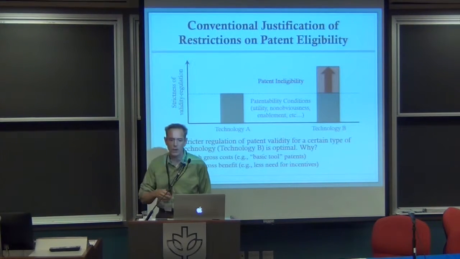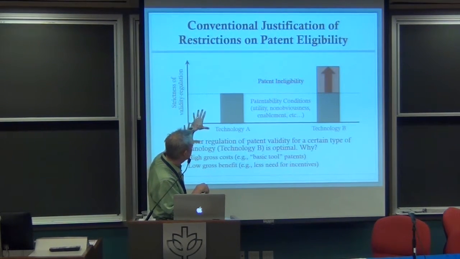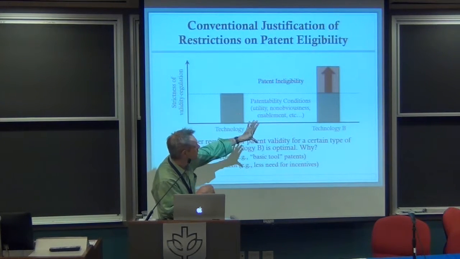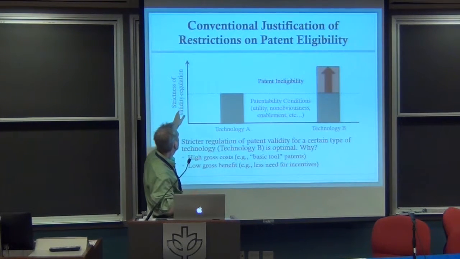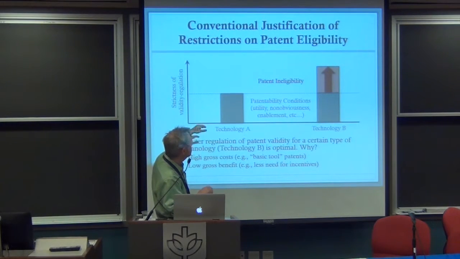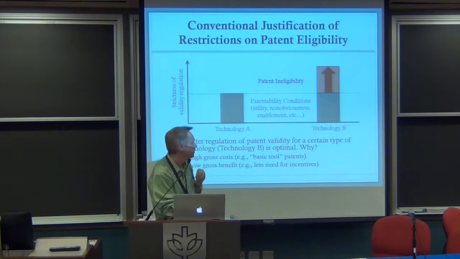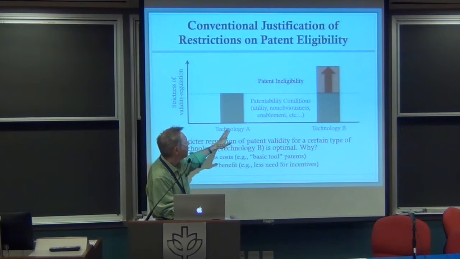Okay, so first, conventionally, when we think about how we justify restriction on patent eligibility, I think this is the normal viewpoint, right? We say that, look, the patentability conditions impose a restriction on what constitutes a valid patent interest. So the higher the bar here, the stricter the regulation and the fewer the patents that issue. And we would say, oh, when you've got patent eligibility restrictions in a field, you end up with stricter validity regulation in that field as a whole.